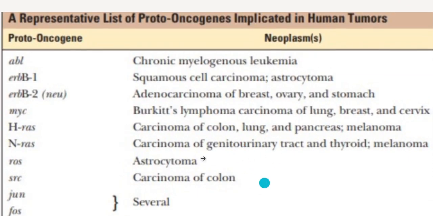Now I have listed here a representative list of proto-oncogenes implicated in human tumors. So these are a few proto-oncogenes listed: ABL, ERBB2 and 1, MYCN, RAS. And what type of cancerous situation is mainly activated due to the activation of these proto-oncogenes, and which kind of proto-oncogenes are associated with which type of cancer, is mainly mentioned in this chart.